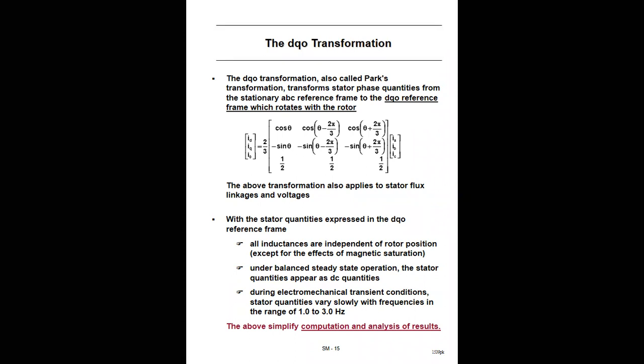With the stator quantities expressed in the DQ reference frame, all inductances are independent of rotor position except for the effect of magnetic saturation. Under balanced steady state operation, the stator quantities appear as DC quantities, and during electromechanical transient conditions, stator quantities vary slowly with frequencies in the range of 1.0 to 3.0 Hertz.